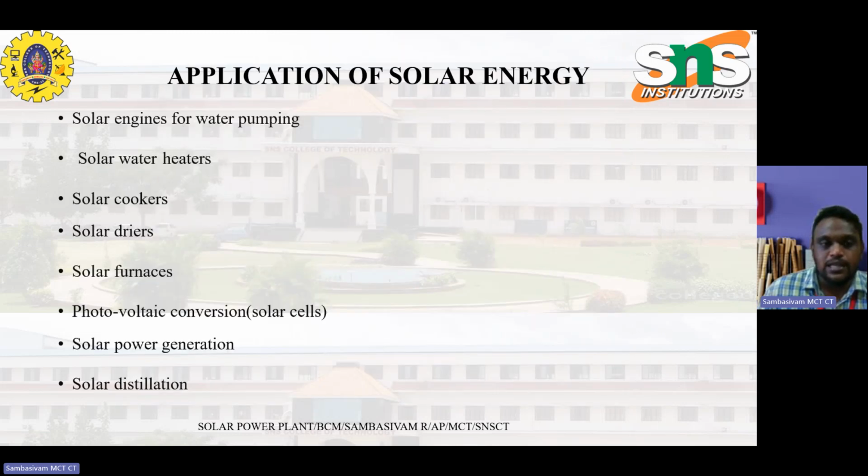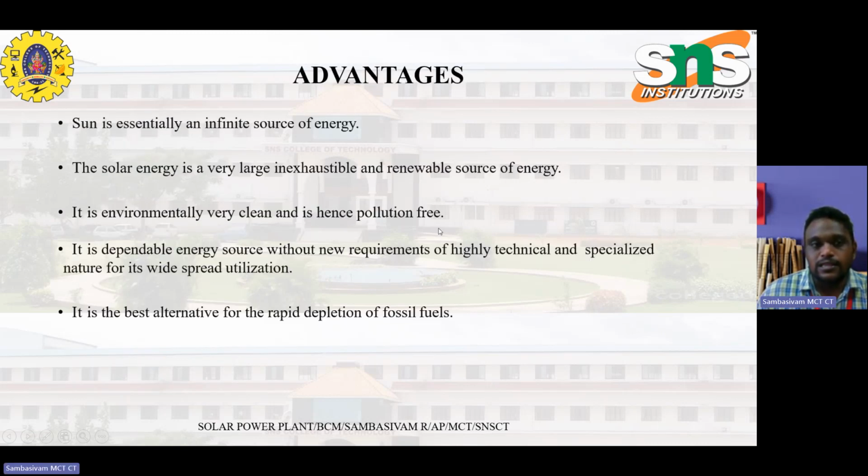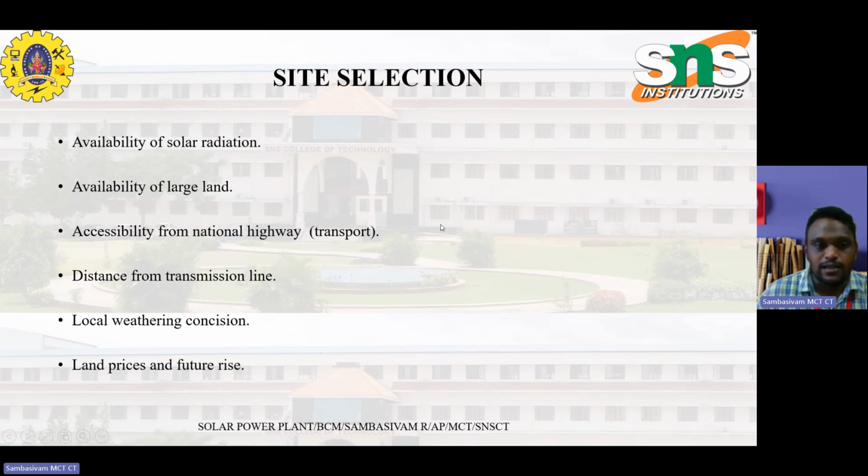The applications of solar energy include water pumping, solar water heaters, solar cookers, solar dryers, solar furnaces, photovoltaic conversion, solar power generation, and solar distillation stations. For site selection, the availability of solar radiation, availability of large land, access from national highways, distance to transmission lines, local weather conditions, land prices, and future rates should be taken into consideration. There is no need for separate maintenance. It is important for getting electricity on normal days. We can even use it at home for home appliances.